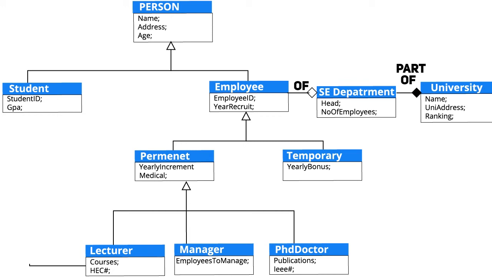Lecturer will contain all the properties inheriting from its main superclasses. Lecturer already has three superclasses. Lecturer has a property of course and HEC number. It will also contain properties of yearly increment, medical, employee ID, year of recruitment, name, age and address. So any subclass will contain all the properties of its related superclasses.